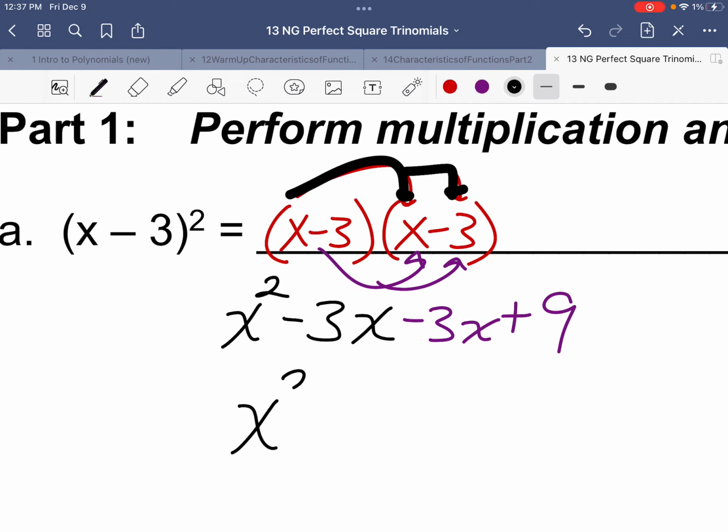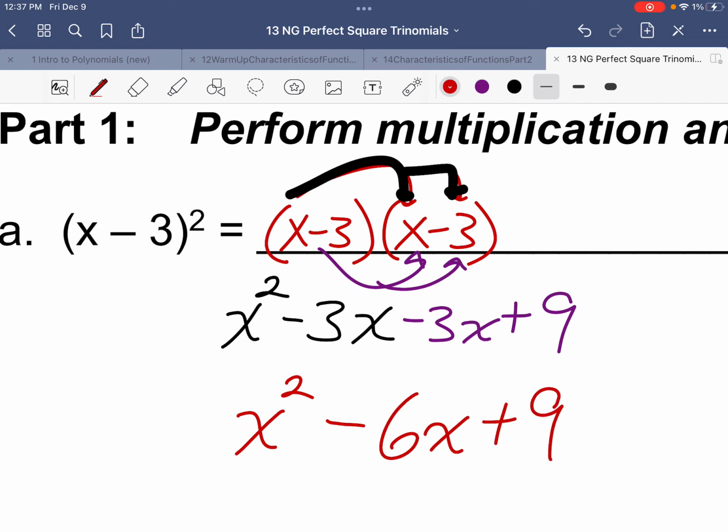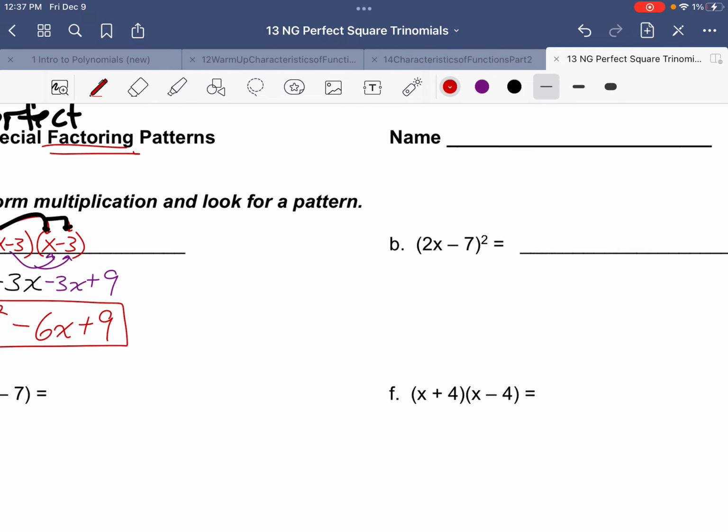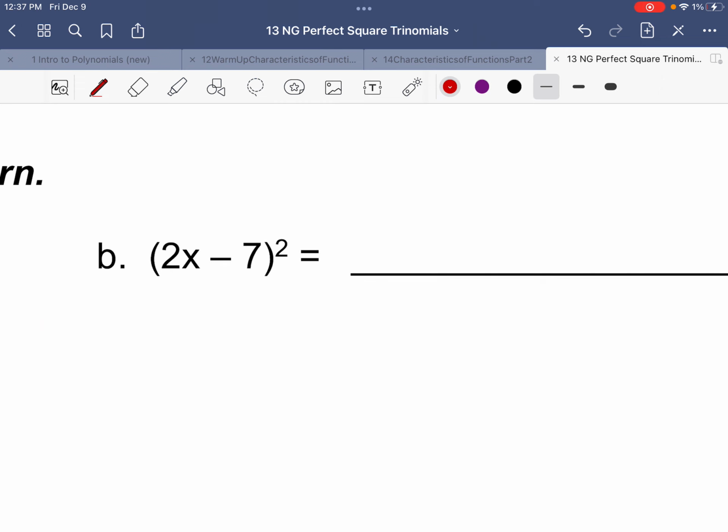I know, we've done this problem before, but there's something special about it. There's something special about the type of final answer that we get when you combine your negative 3x's, as well as record your entire answer: x squared minus 6x plus 9. Let's look at another one, though. Might make it a little bit easier before we get ready to recognize the pattern.